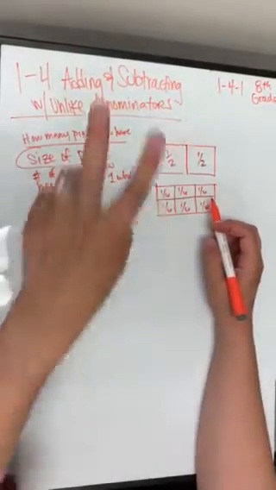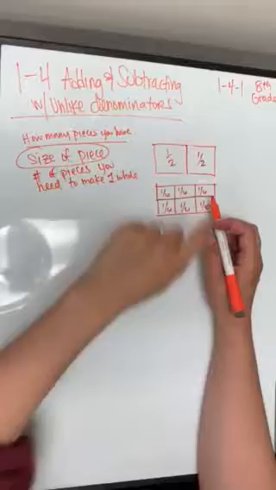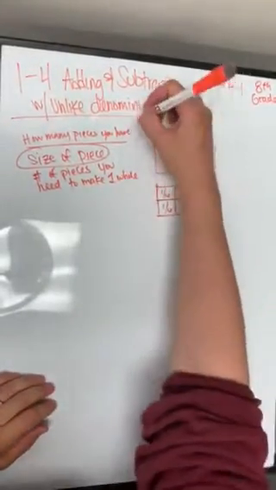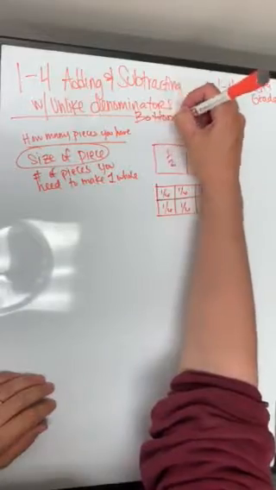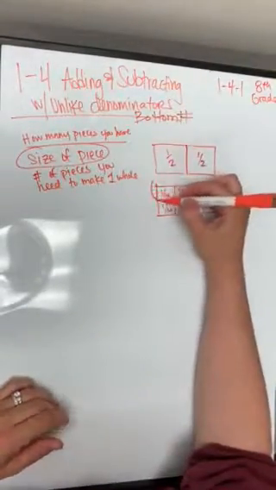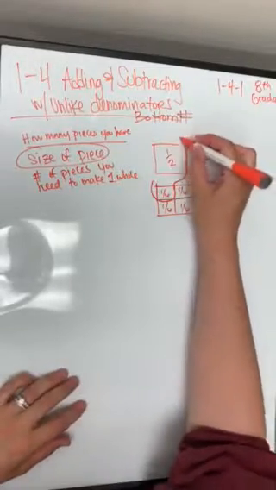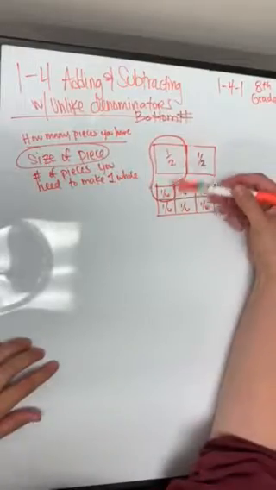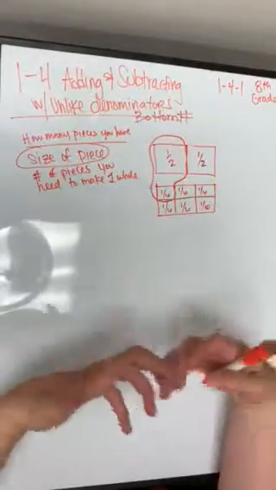So when we are adding and subtracting with unlike denominators, we have got to get that denominator, that bottom number, to be the same, because I can't add this 1/6 and this half and be like, all right, I got 2 pieces. I don't have 2 of the same size of pieces, so I really can't combine them.